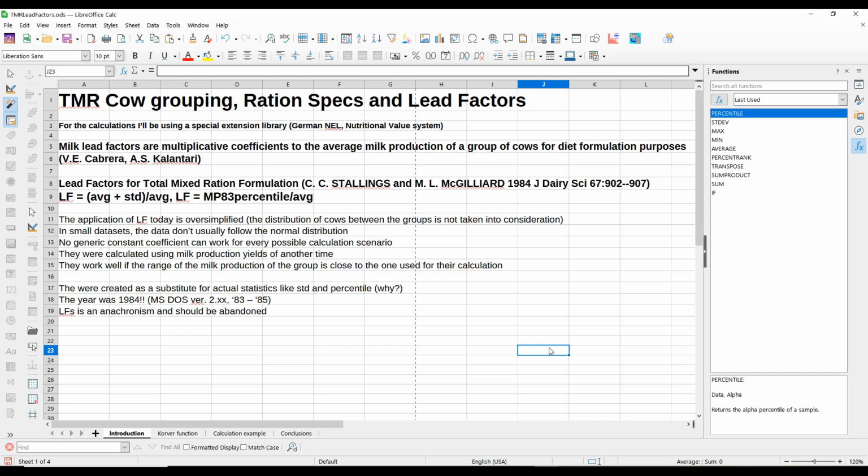Okay, now let's go on with a calculation example. In order to do that, we need data, of course, like milk recordings and weight measurements, at least a single weight measurement per cow at the time of calving. This way we will be able to calculate the individual energy and nutrient requirements of all the animals in the enterprise.